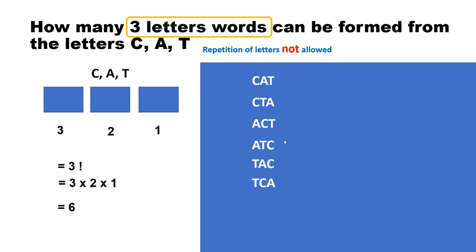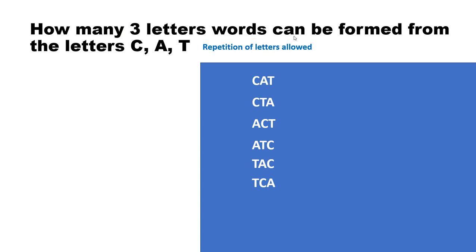Now to verify that, we can look at what we have manually written down here, all the possible variations of C, T and A, the 3 letters. So we have got 6 here, and using the box method we have got 6 as well. Now how many 3-letter words can be formed from the letters C, A, T? And one small change: repetition of letters is allowed in this case.